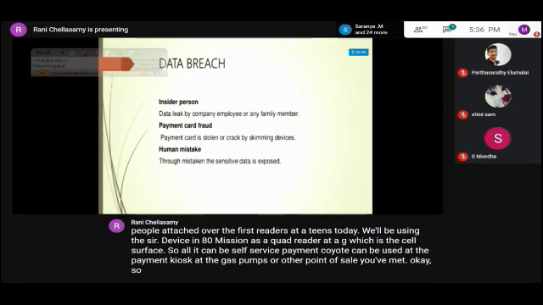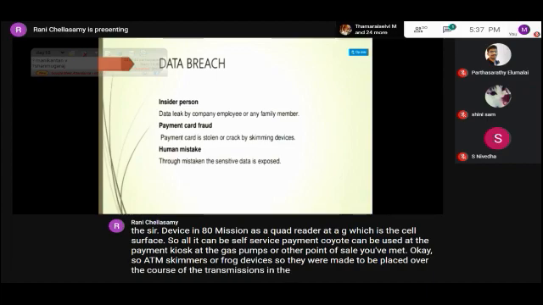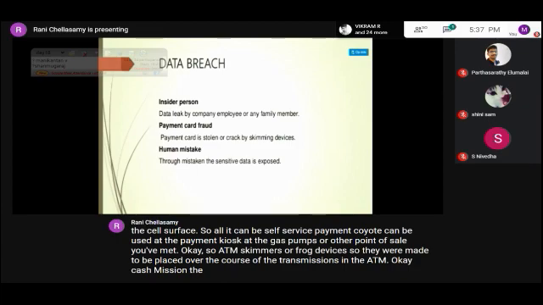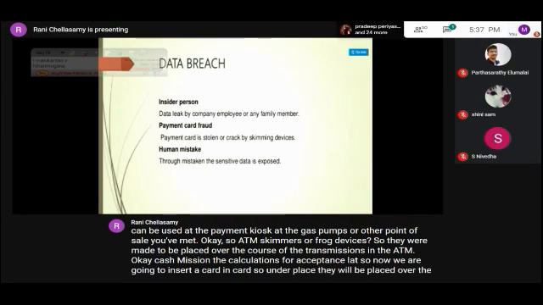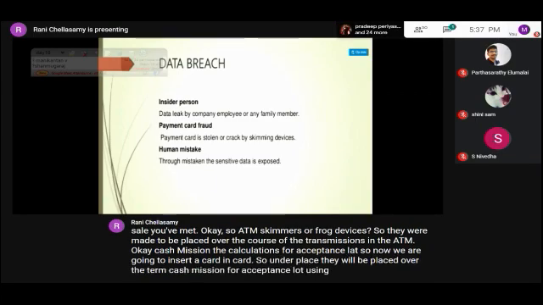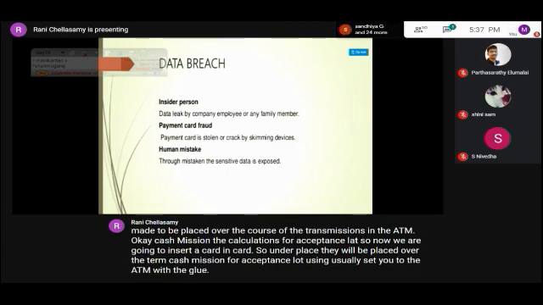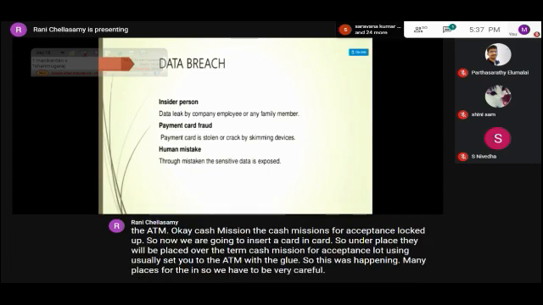Okay, so ATM skimmers are fraud devices. They are made to be placed over the top of the cash machine's card acceptance slot, where we insert an ATM card. They will be placed over that slot, usually secured to the ATM with glue. This was happening in many places, so we have to be very careful in using ATM cards.